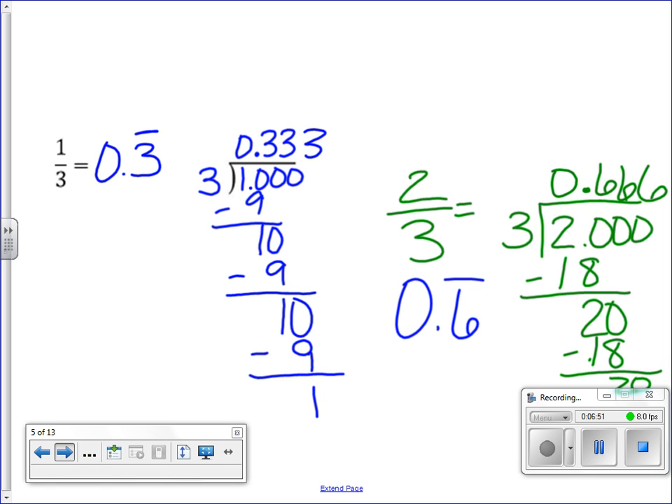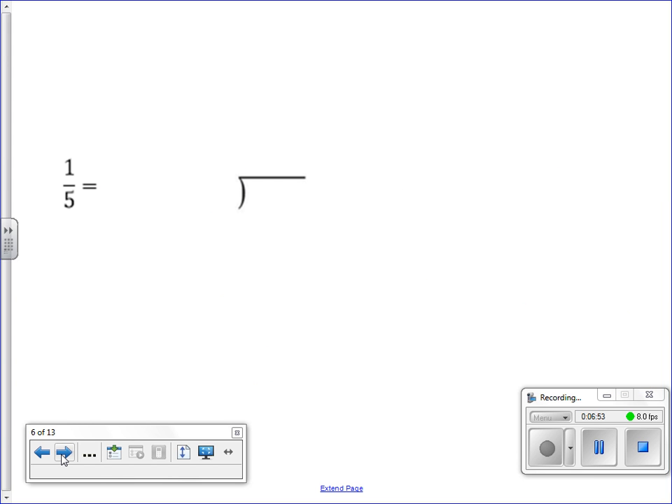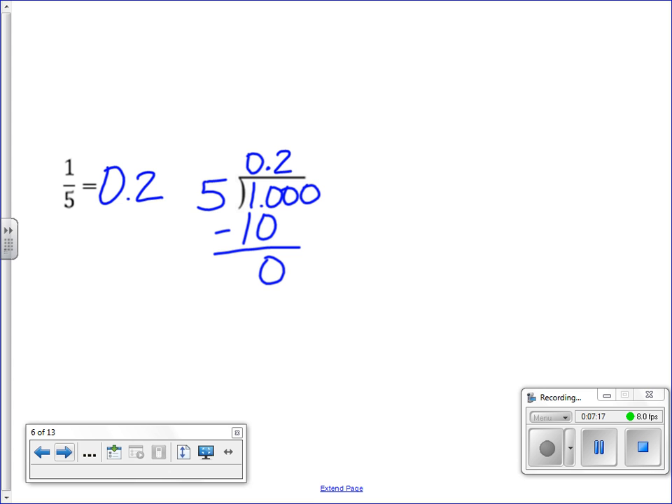All right, let's go ahead and do another one. So we're going to say 5, or the denominator on the outside, numerator goes on the inside. 5 goes into 1, 0 times. We bring up the decimal. 5 goes into 10, 2 times. 2 times 5 is 10. We subtract. 10 minus 10 is 0. So we are done. So the decimal for 1/5 is 0.2.